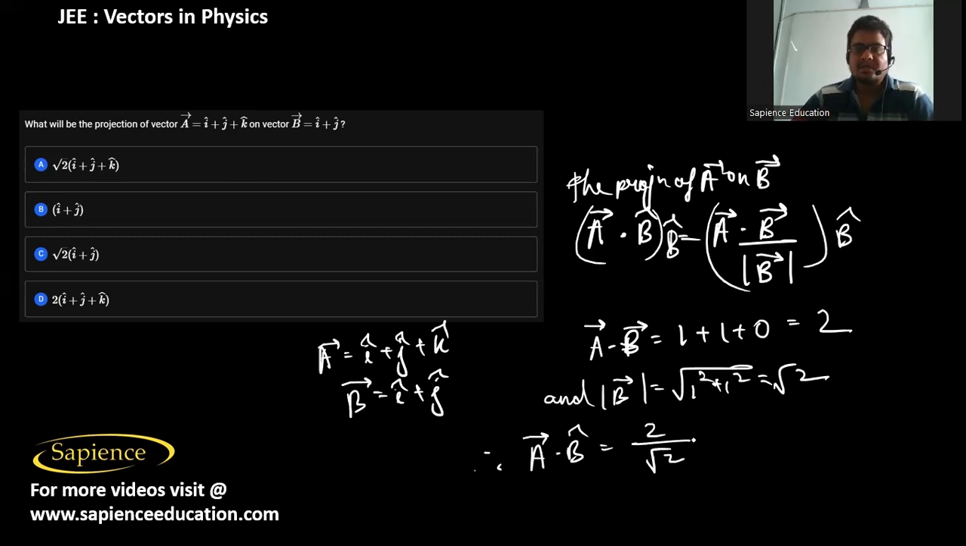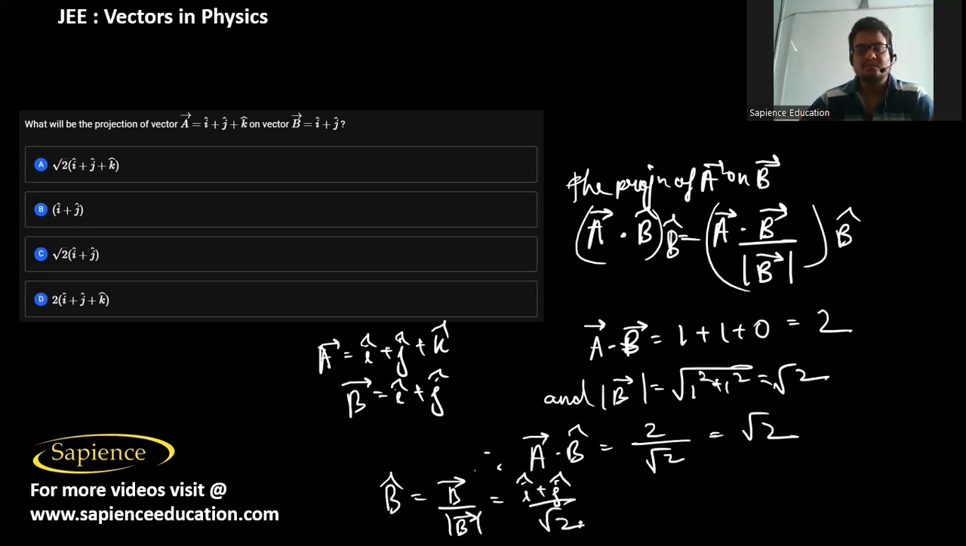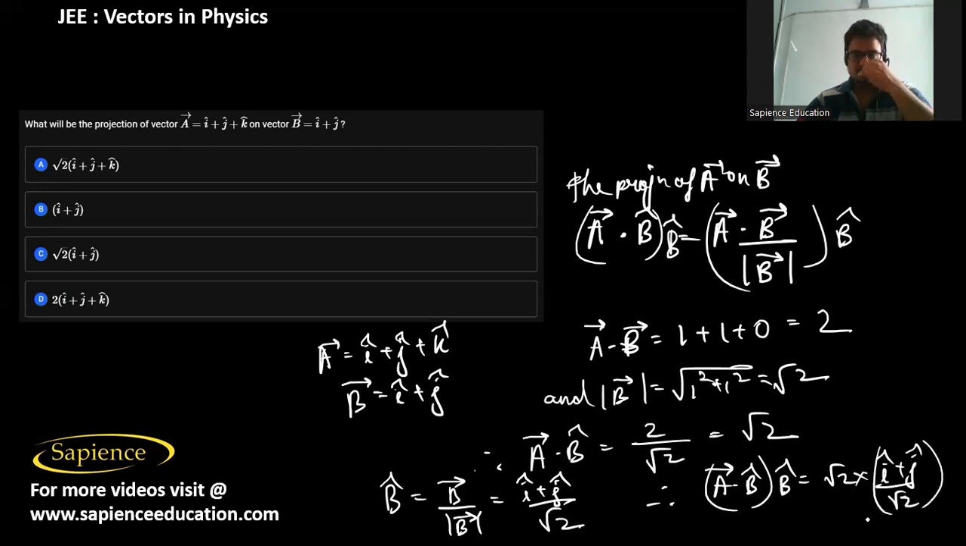So A vector dot B cap is equal to 2 by root 2, that is root 2 units. And then B cap is equal to B vector by the magnitude of vector B, that is I cap plus J cap divided by root 2. So A vector dot B cap into B cap will be root 2 into I cap plus J cap divided by root 2. So this will be I cap plus J cap only. So I cap plus J cap is the vector projection of vector A on vector B. So option B is the correct answer.